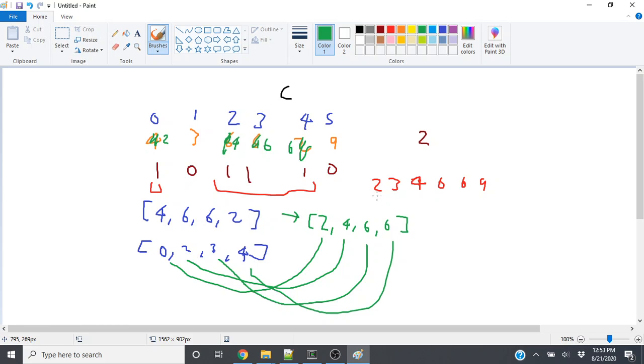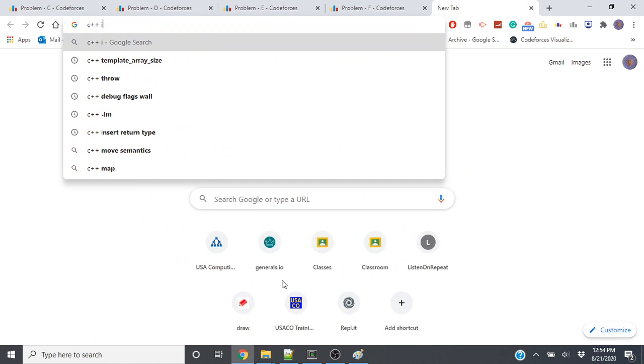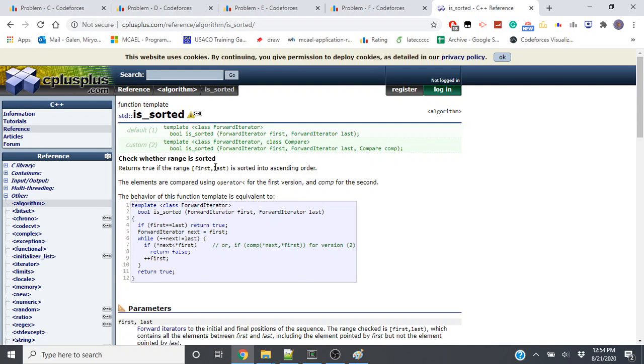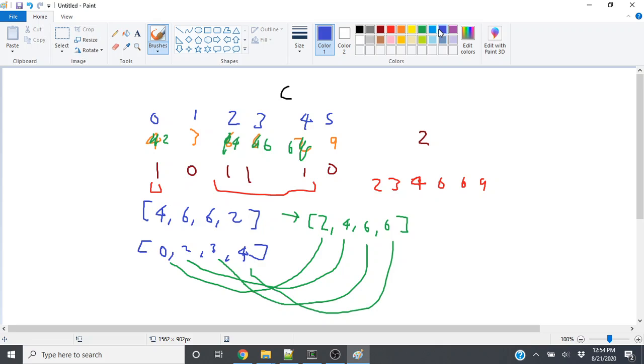We just check if the array is sorted. I think there's a C++ STL function for that, which just straight up checks if a thing is sorted. But it doesn't matter. Basically, if an array is not sorted, then there's going to be one element that's bigger than an adjacent element. So for example, if we had 2, 4, 3, 6, 6, 9, then this element would be bigger than this one. So we just check for each pair of adjacent elements if any of them is bigger than the one after it, and if so, it's not sorted, otherwise it is.